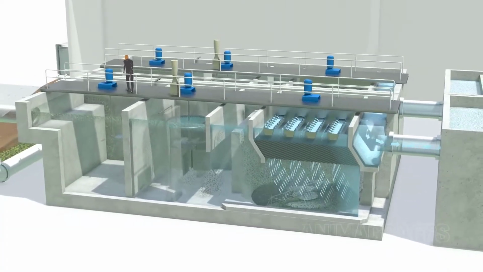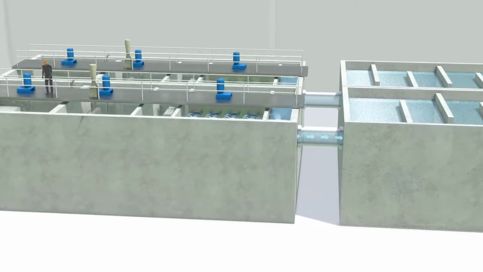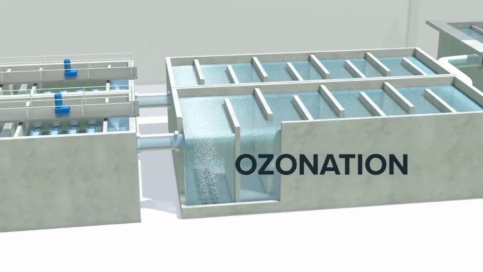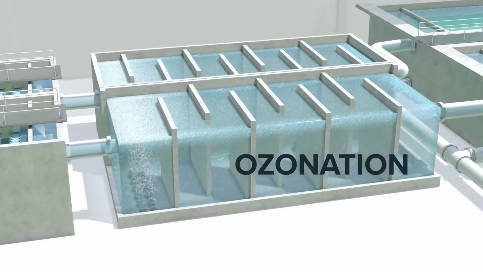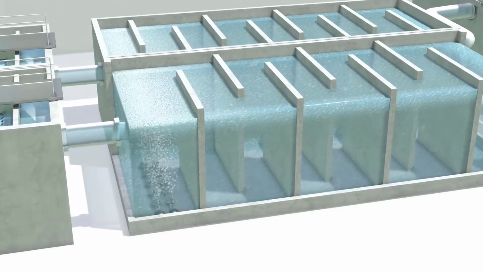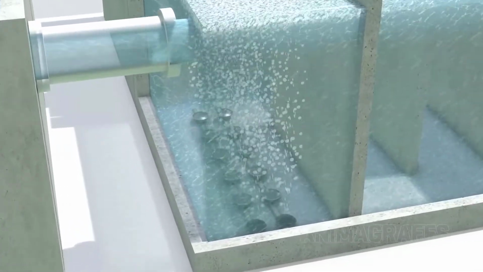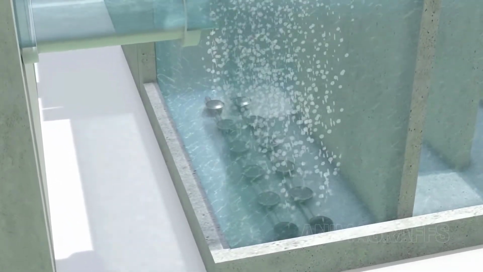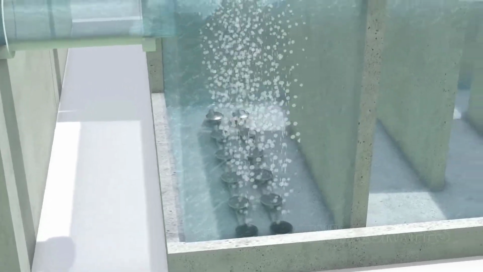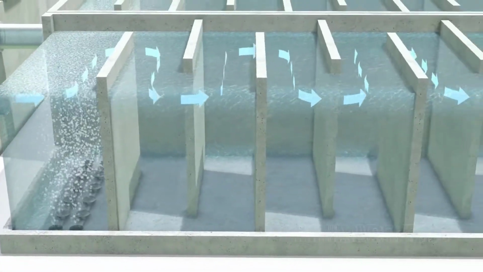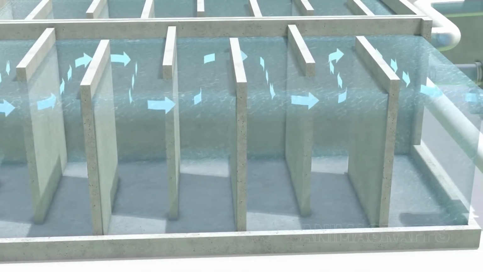Now it's on to ozonation and filtration to treat microscopic taste and odor-causing agents. These can include inorganic elements such as iron or sulfur, or harmful bacteria and viruses. In the ozone tank, ozone gas bubbles are injected into the flowing water through diffusers. The tank is divided, which slows the flow and gives the water a longer path with more time for ozone to do its job.